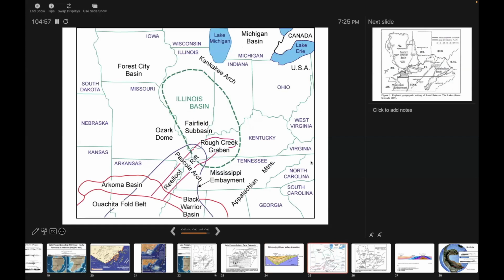So this is a diagram that begins to put the failed Reelfoot Rift or Mississippi Valley Rift Zone into some kind of perspective. So here we have the Rough Creek Graben we talked about, which generally coincides with the Ohio River Valley. And then I want you to see the Appalachian Mountains off to the east. And then you've got a few other things here, what are called arches and basins.